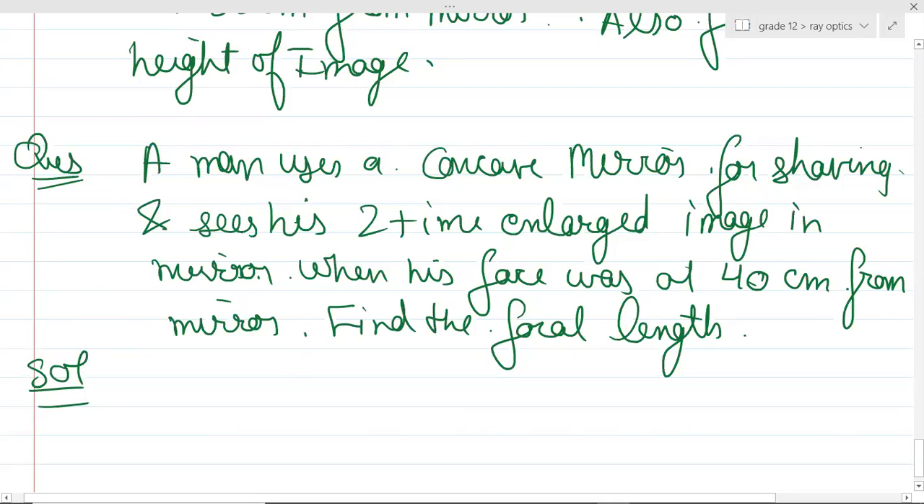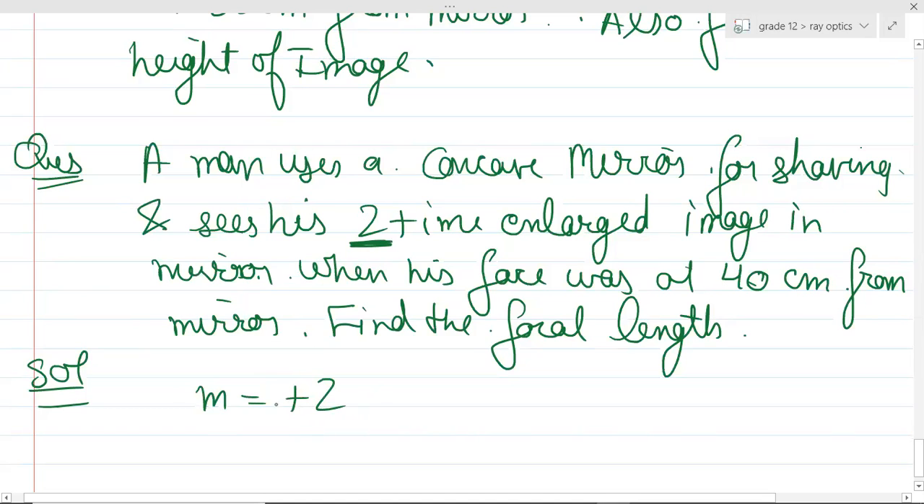First of all, if a man is shaving, then tell me what kind of image will he see in the mirror? Will he be able to shave with his face inverted, guys? No, sir. So basically what kind of image should be found? Erect. Erect image with respect to object. So if an erect image is formed, then tell me whether magnification will be +2 or -2. It will be +2, right?